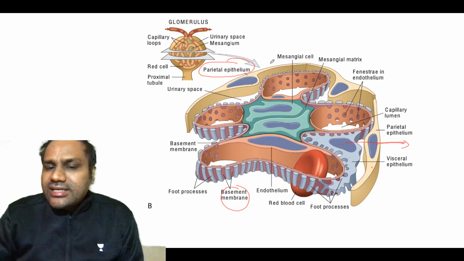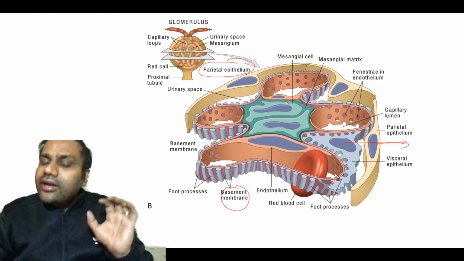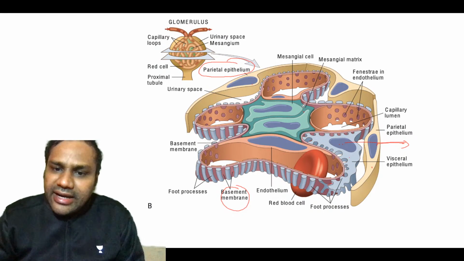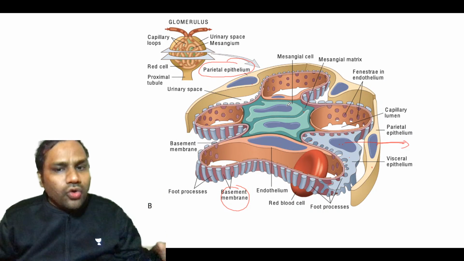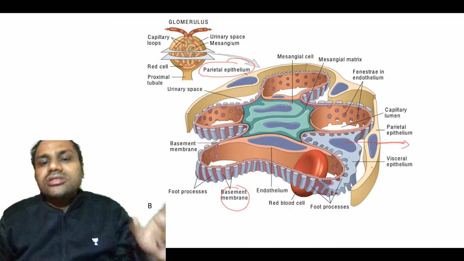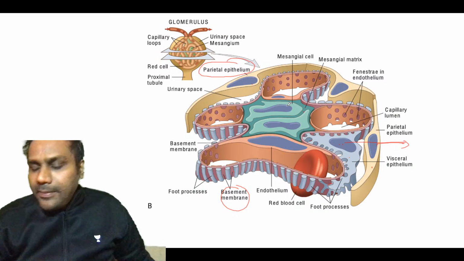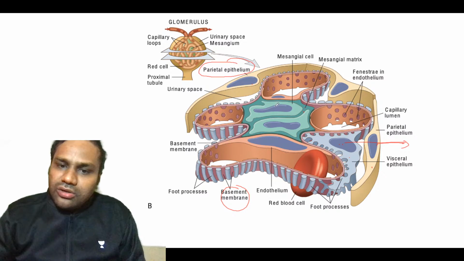So this is the basic structure of the glomeruli. You need to remember this structure very well. Now, this is the mesangial network, the mesangial matrix, and these are the mesangial cells. These are the basic structures of a glomerulus. If you remember this structure, you are done with your renal pathology. How are you done with renal pathology? See, these are the basic structures.